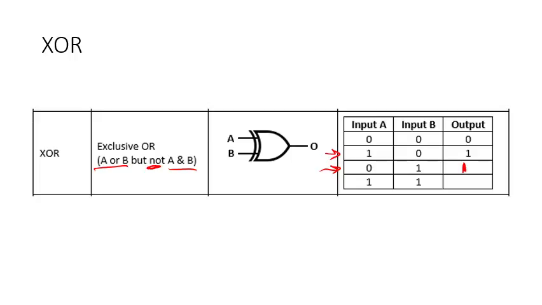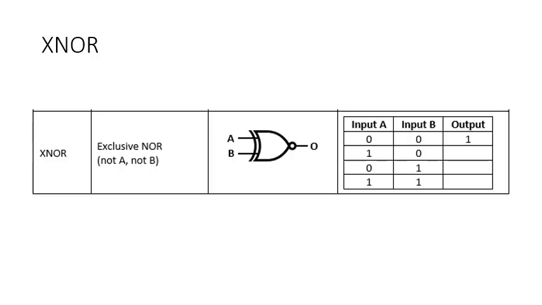But this time, if we've got electricity coming in, which is a 1, and electricity coming in, which is a 1, we don't get electricity out, which is a 0. So we actually want a 0 in this case. So we get 0, 1, 1, 0 as our output.